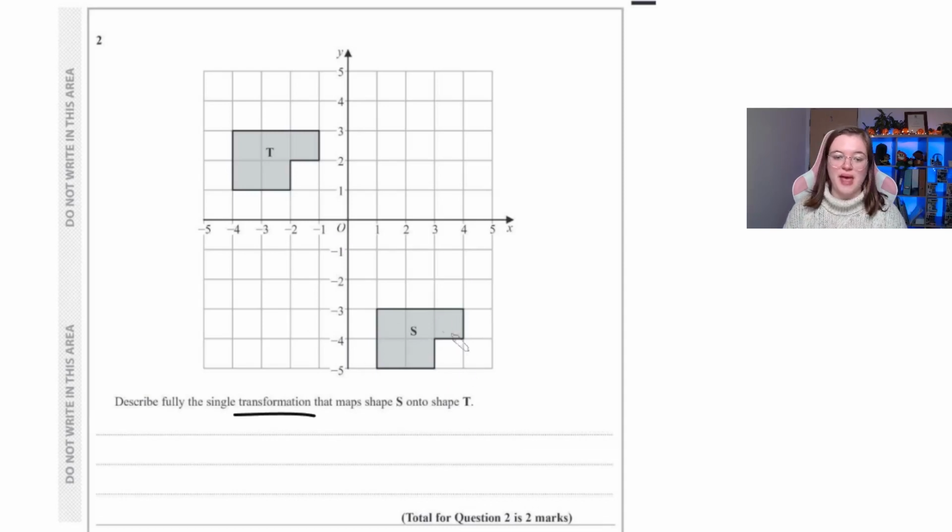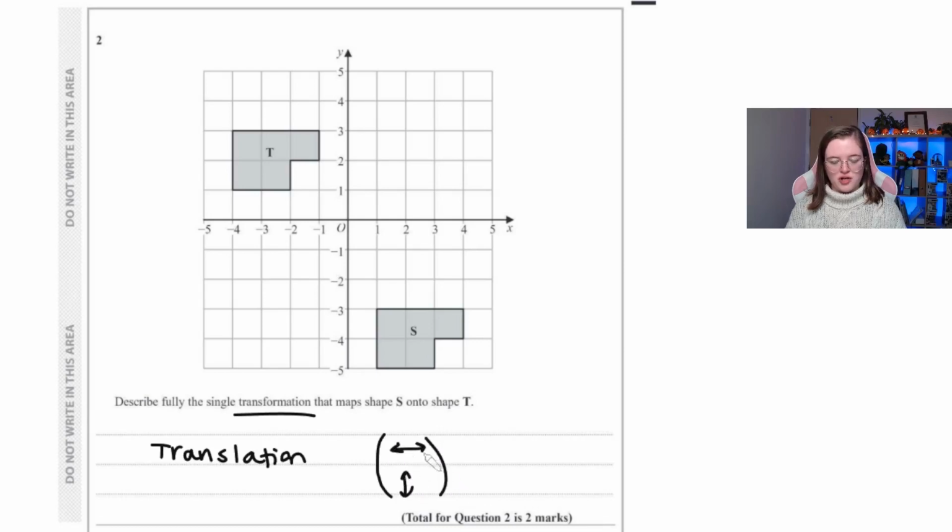So which one is this then? So this shape S looks like it's been kind of slid up, slid across. So it's been just moved rather than reflected or rotated or anything like that. Because if it was rotated, it would be a different kind of orientation here. So it's just been picked up and dragged, right? So that is a translation. And then remember how we describe translations with a vector. And the vector always goes across first and then up or down after.